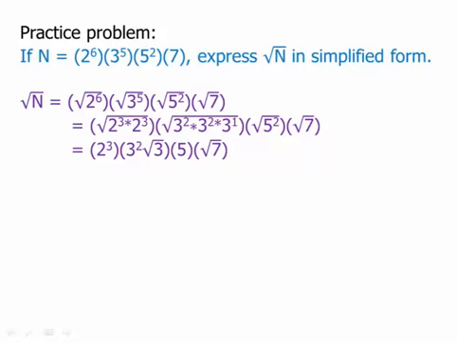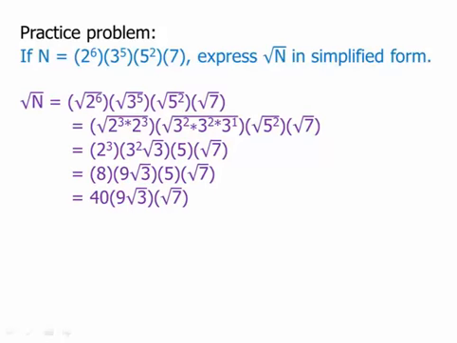Well, now we can multiply a little bit. First of all, we know, of course, that 2 cubed is 8, 3 squared is 9. I'm going to multiply that 8 times a 5 to get 40, and then 40 times 9 is 360, and the 3 times 7 under the radical is 21, so we get 360 radical 21, and that is the simplified form of the square root of n.